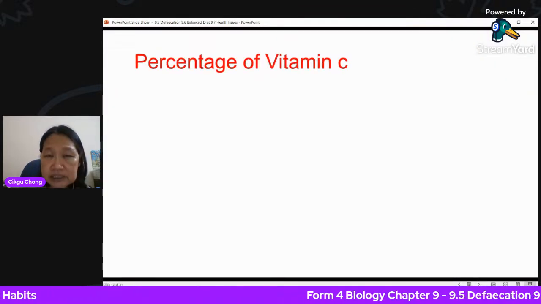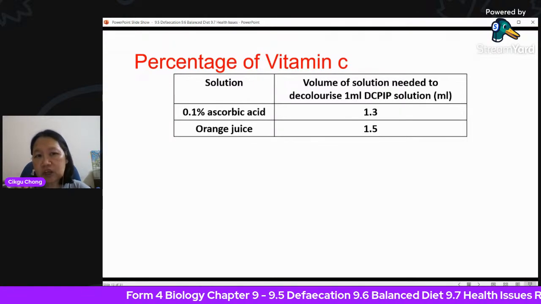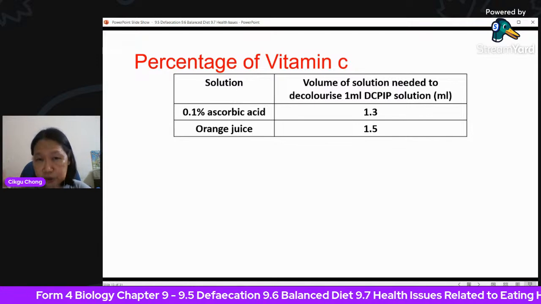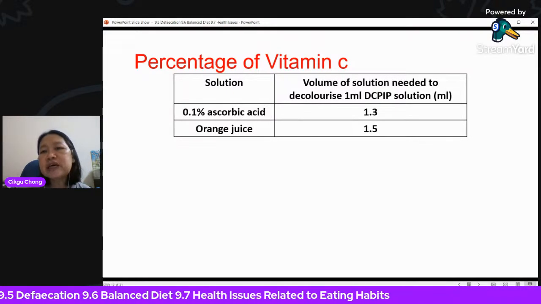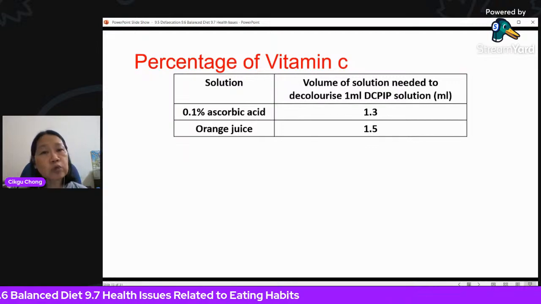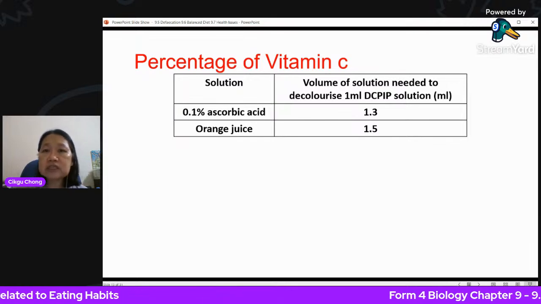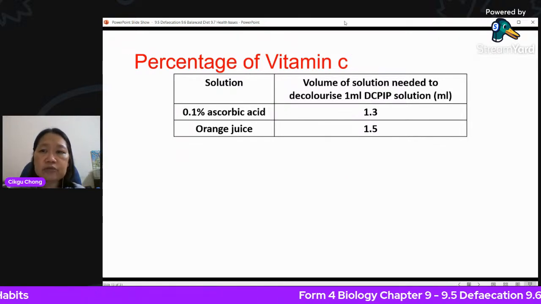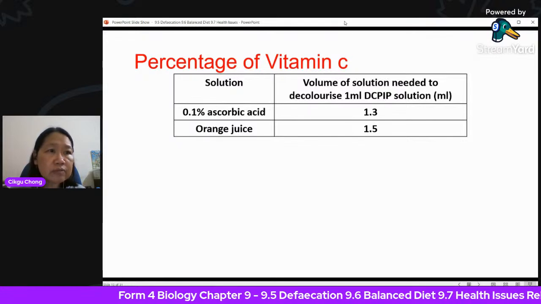Percentage of vitamin C, let me give you a question here. 0.1% ascorbic acid is used. First of all, you use 1.3 ml to decolorize your 1 ml DCPIP. Then after that, you repeated the experiment using orange juice and you found that you needed 1.5 ml. So how do you use this formula now?